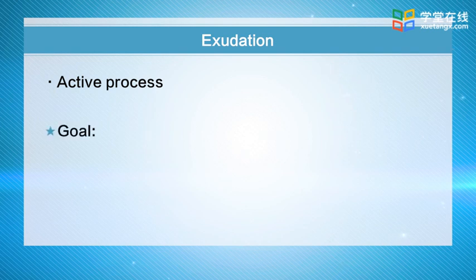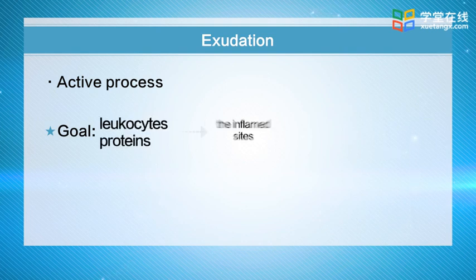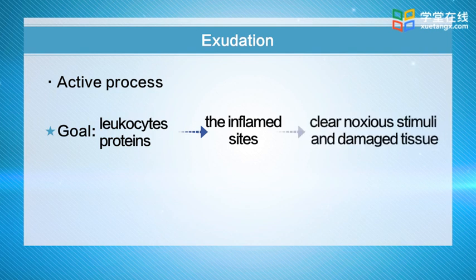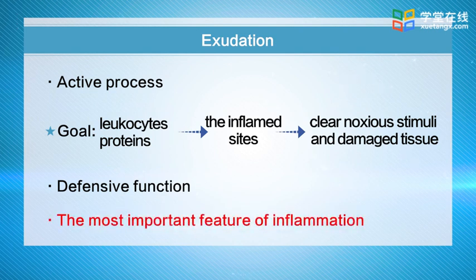Exudation is an active process which is associated with increased vascular permeability. The goal of exudation is to bring leukocytes and proteins to the inflamed area to clear noxious stimuli and damaged tissue, exerting their protective effects. Exudation represents the body's defense against injurious stimuli and is the most important feature in inflammatory reaction.